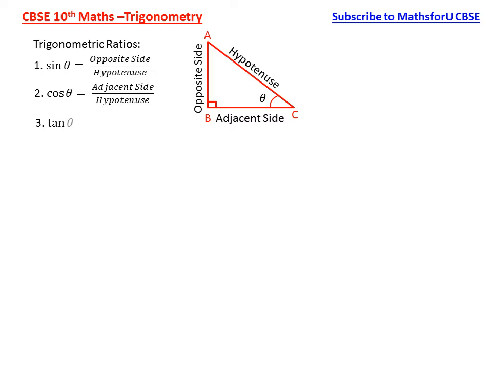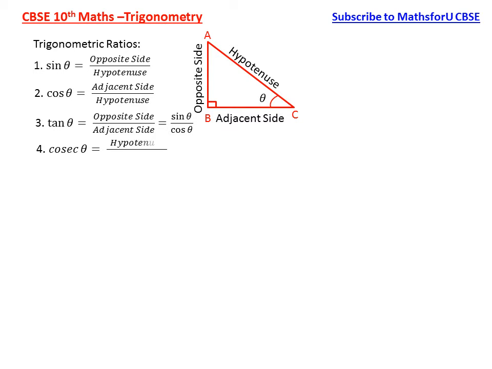Tan theta is defined as opposite side by adjacent side, that is equal to sin theta by cos theta. Here you see in the numerator we have the opposite side, and in the denominator the adjacent side. Dividing both numerator and denominator by hypotenuse, the numerator becomes opposite side by hypotenuse and the denominator becomes adjacent side by hypotenuse, which means sin theta by cos theta. So we need to remember tan theta can be written as sin theta by cos theta.